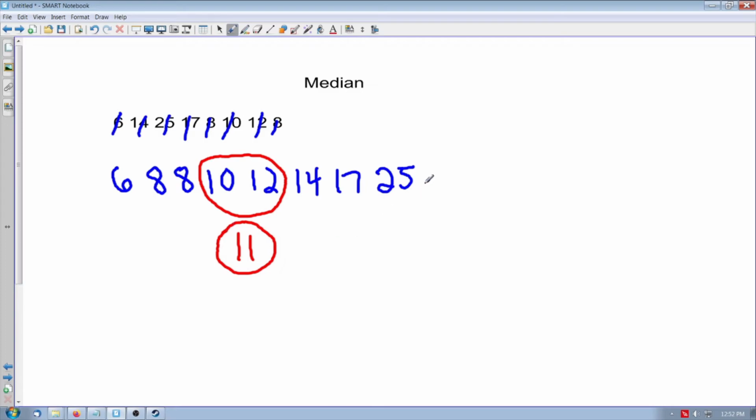If I added one more number here, let's say 27, 1, 2, 3, 4, 5, 6, 7, 8, 9, then the median would be 12, because you'd have 4 on one side and 4 on the other. But in this case, since we had an even amount of numbers, you find the middle number by taking the average of the fourth and fifth number. Put them in order, find the middle number. If it's even, take the average. If it's odd, you just find the middle number. That's median.